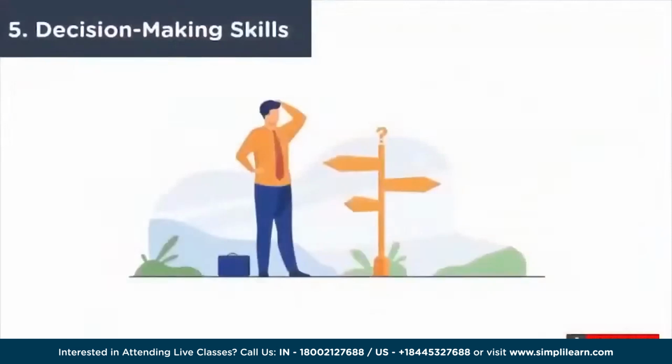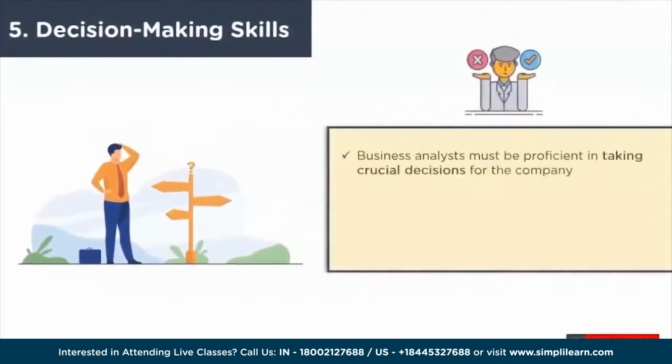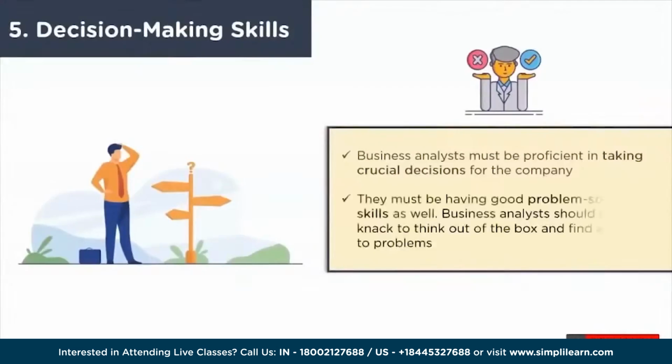Up next, we have our fifth skill, that is decision making. The quality of decisions made by business analysts is what matters a lot because it has a direct impact on the company's business. Thus, it is important for every business analyst to think from all aspects before presenting their decision or strategy. They must have good problem-solving skills as well. Business analysts should have a knack to think out of the box and find a solution to problems.